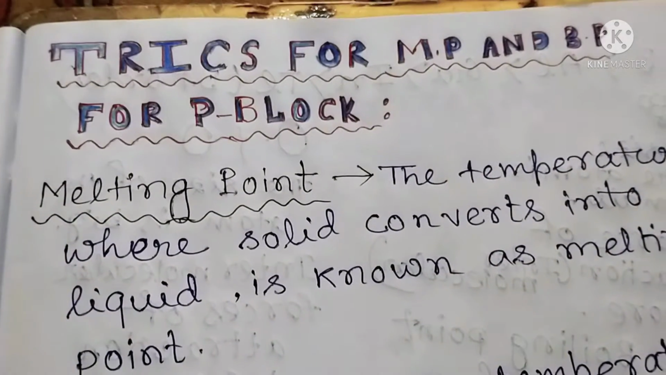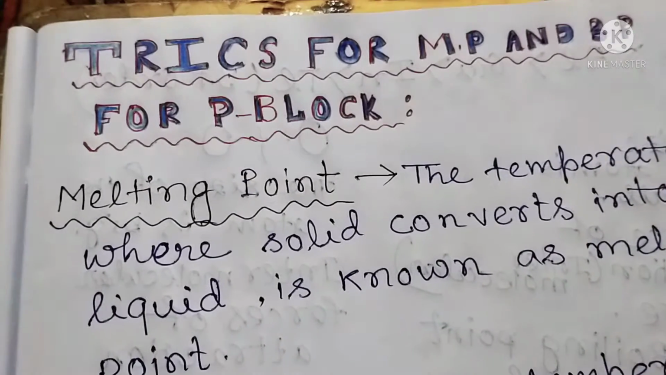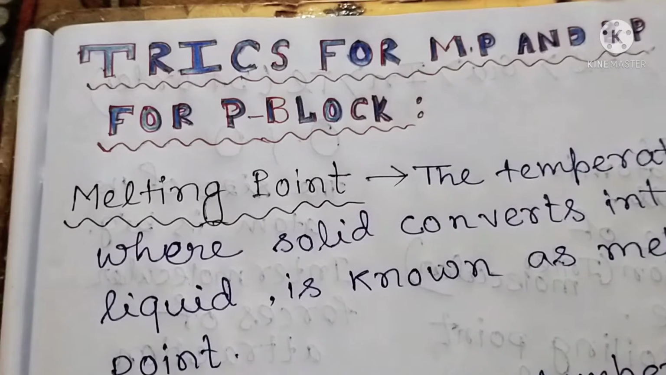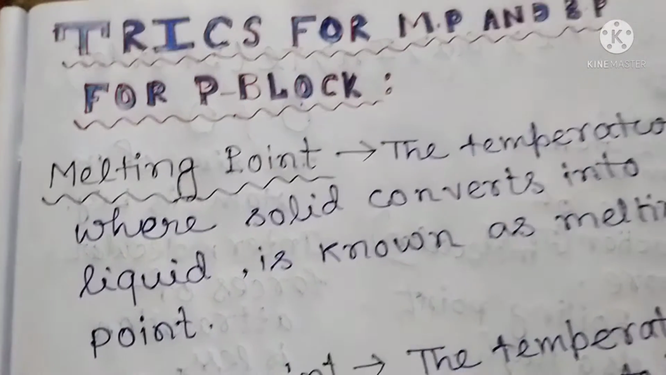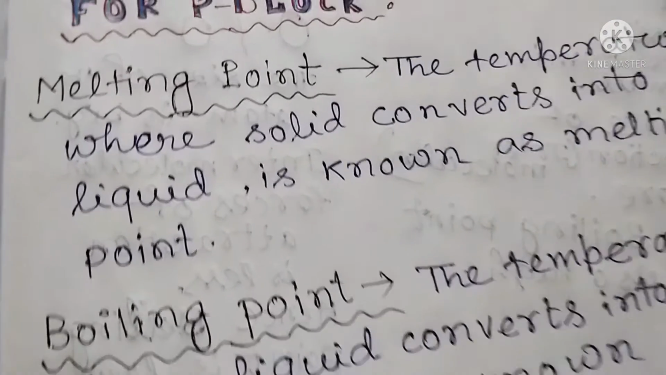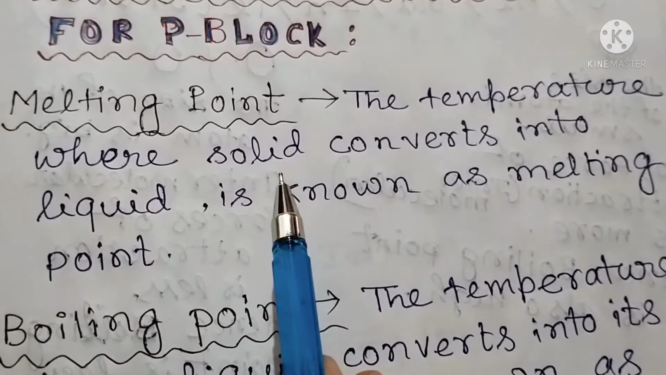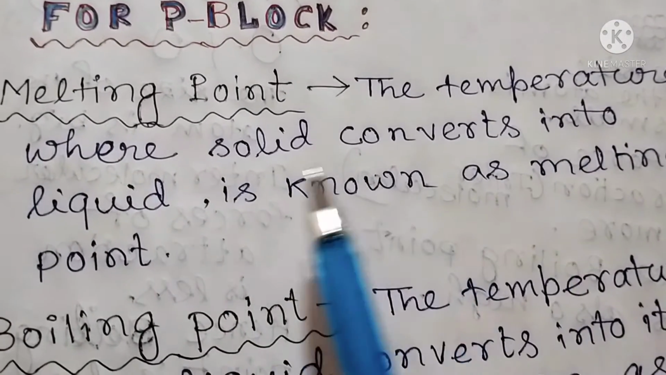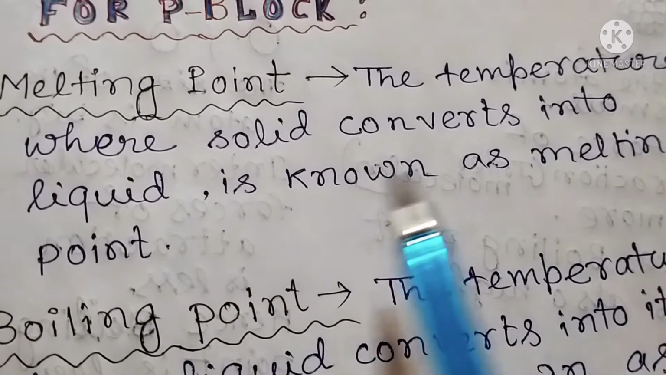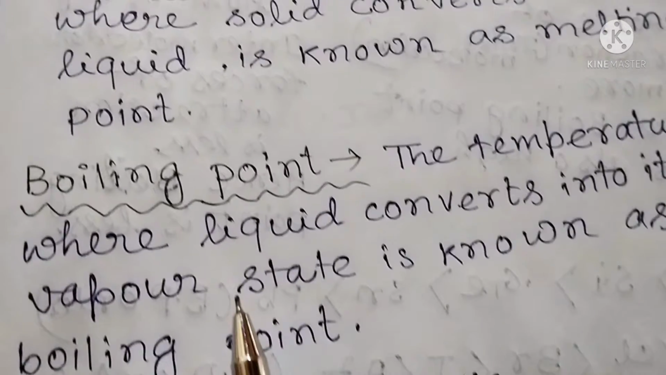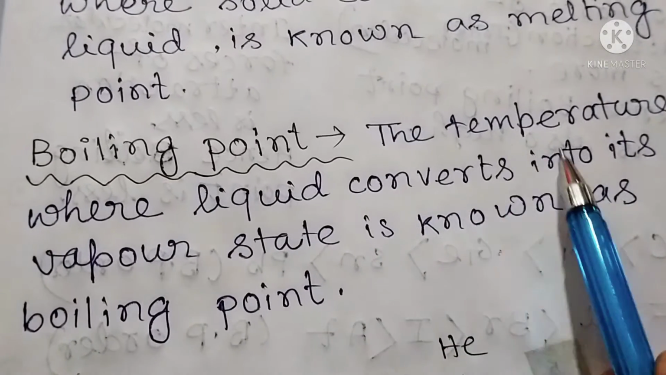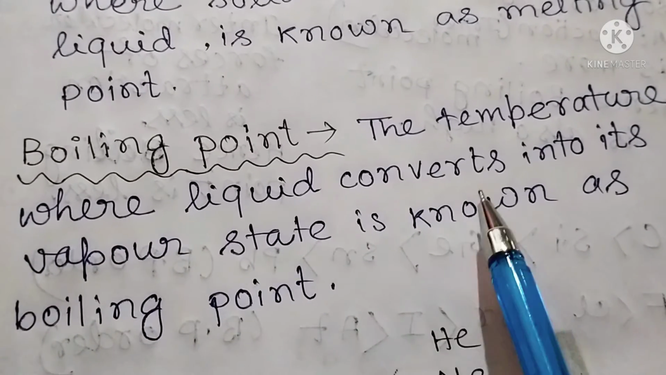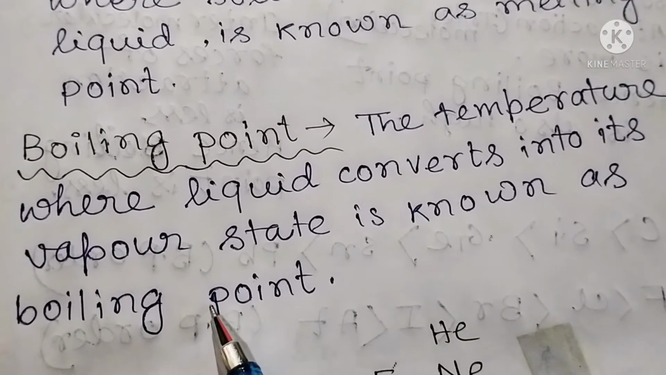Hello students, today we shall study tricks for melting and boiling point for P block elements. At first, let us know what is melting point. The temperature where solid converts into liquid is known as melting point. And what is boiling point? The temperature where liquid converts into its vapor state is known as boiling point.